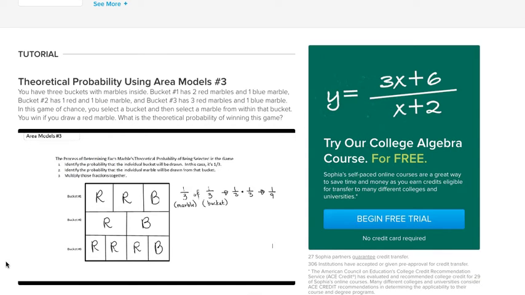Looking at the very first bucket, and looking at this first marble here, red, that individual marble has a 1/3 likelihood of being selected out of that bucket. So we're going to take the 1/3 likelihood of the marble, multiply by the 1/3 likelihood of the bucket, and figure out that that marble has a 1/9 chance overall in being selected in this game.